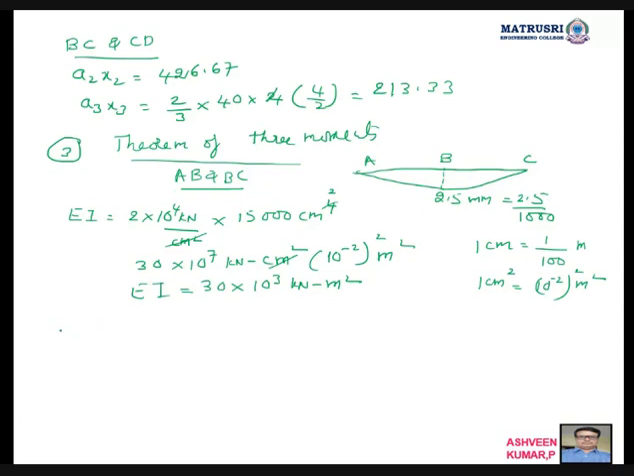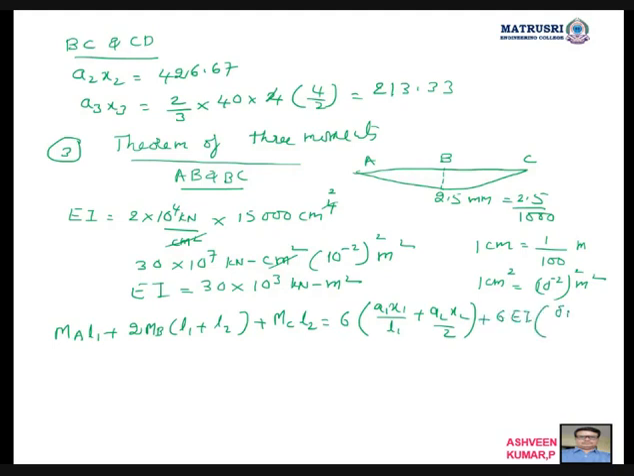Then AB and BC span I am taking now. What is the formula? MA L1 plus 2MB (L1 plus L2) plus MC L2 is equal to 6 into A1 X1 by L1 plus A2 X2 by L2. Because deformation is there now, I should take 6 EI delta 1 by L1 plus delta 2 by L2. This I am taking extra here because the support sinking is there. That's why I am taking 6 EI delta 1 by L1, delta 2 by L2.